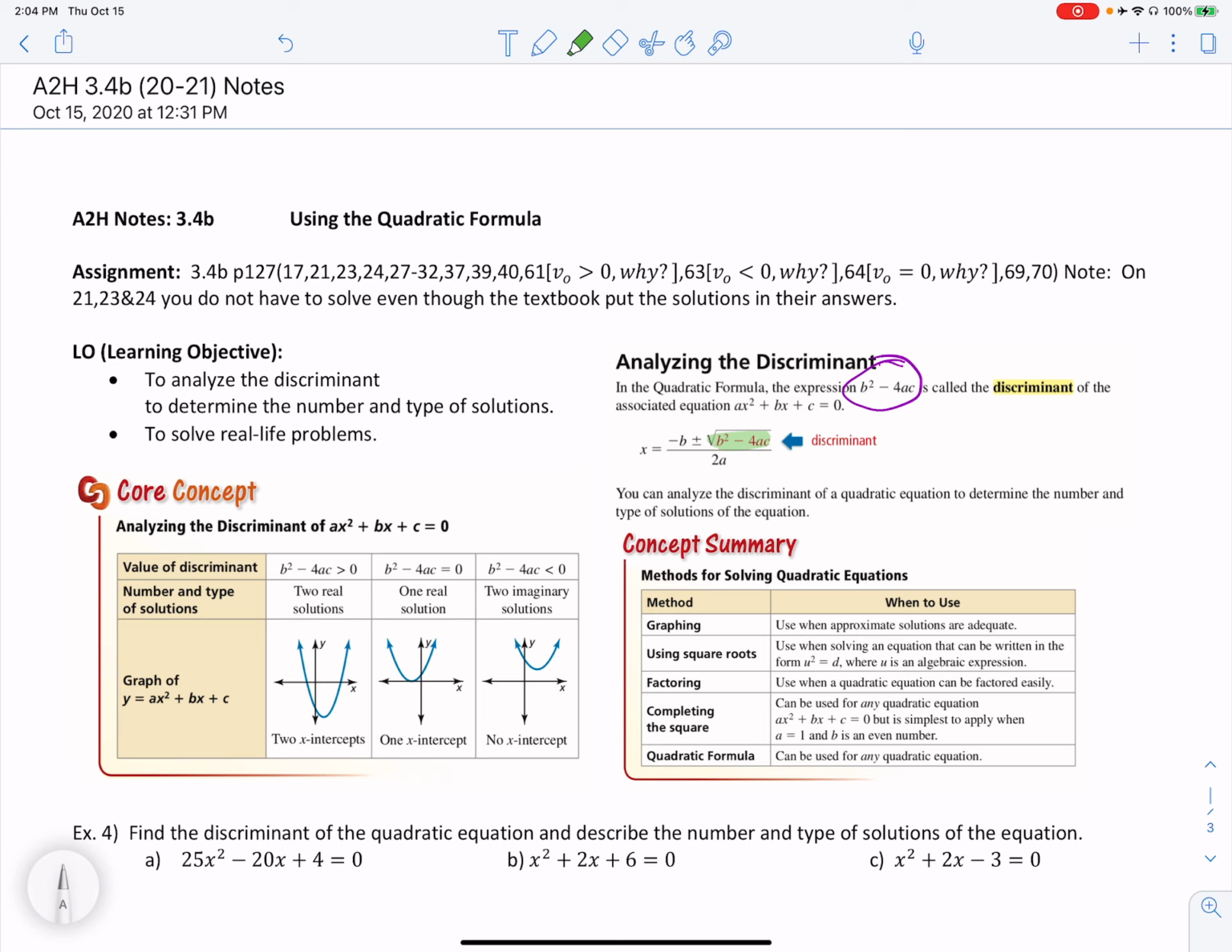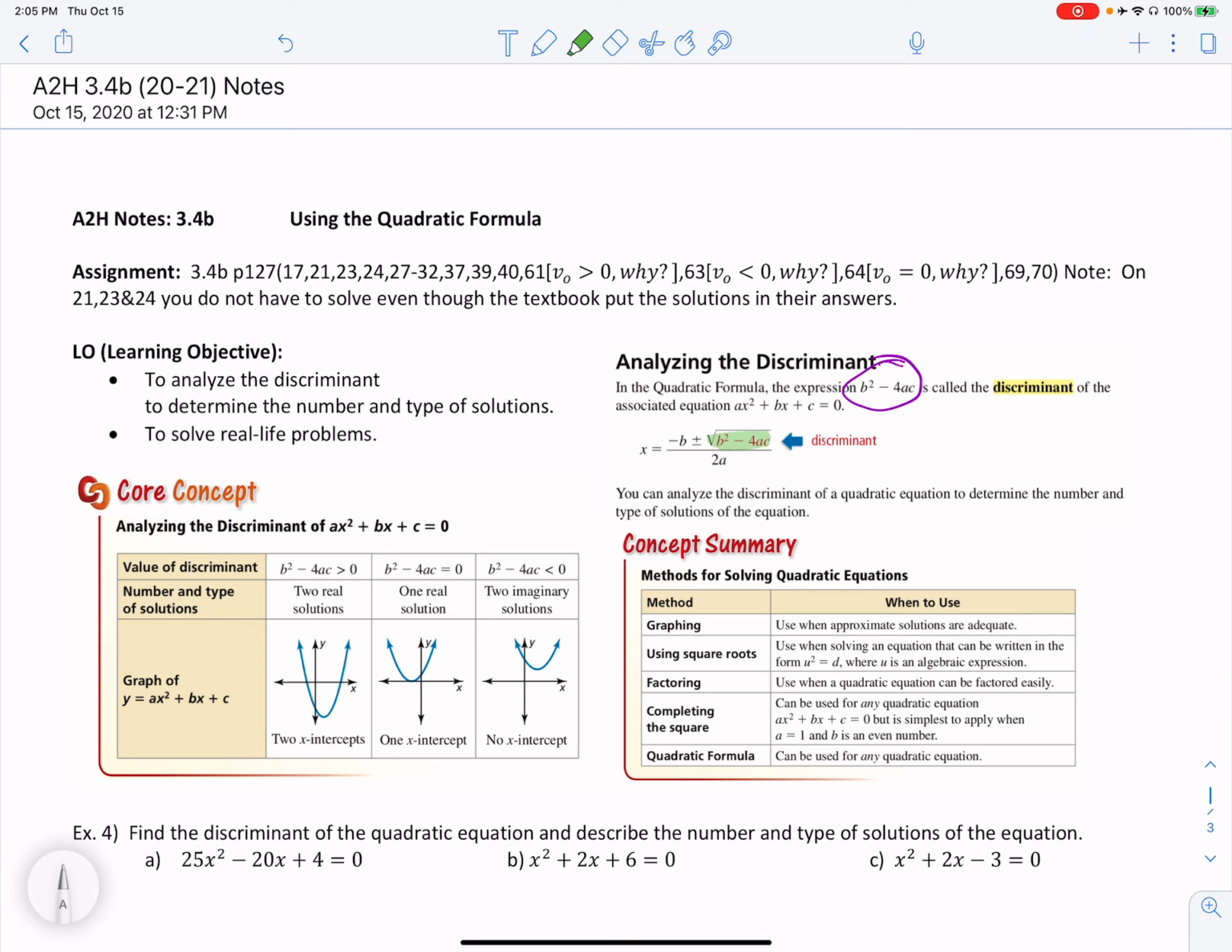And then we're going to see some applications involving the gravitational pull, objects being thrown up in the air or down, or thrown straight parallel to the ground, and work with a quadratic equation that we develop with those pieces of information. So anyway, the discriminant.